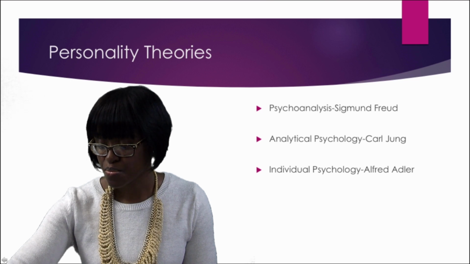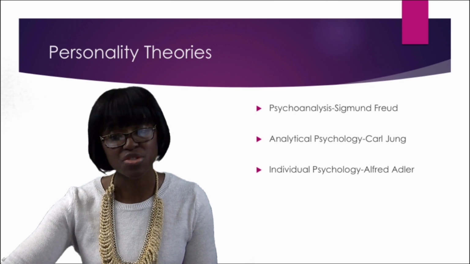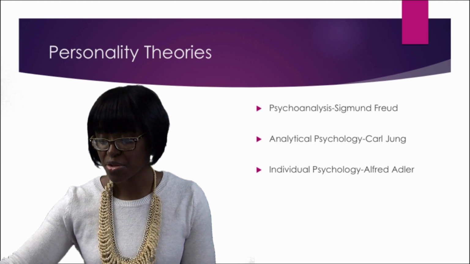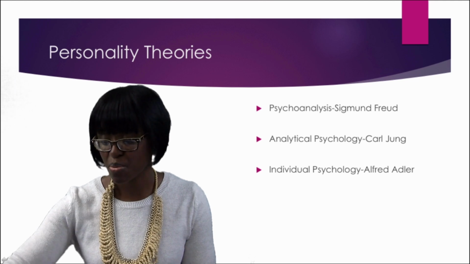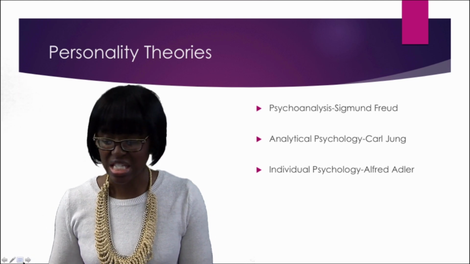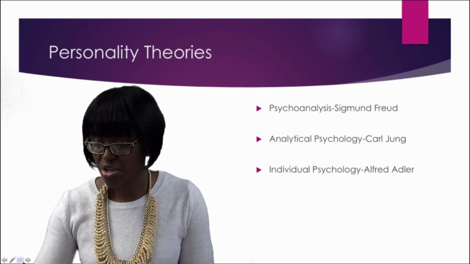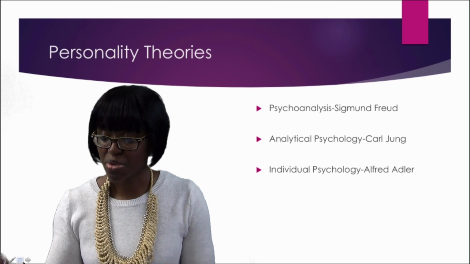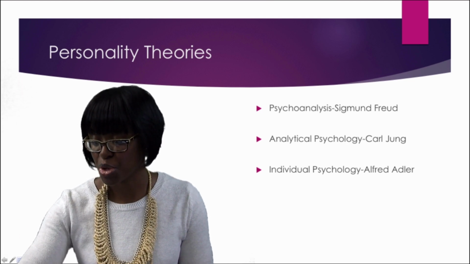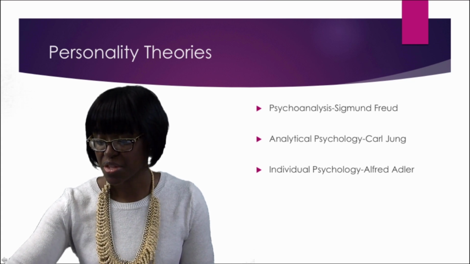those four functions and attitudes. Those were combined and used to develop the assessment model known as the Myers-Briggs. Those functions are thinking, feeling, sensation, intuition, and the attitudes are introversion and extroversion. So you can probably connect analytical psychology if you think about the Myers-Briggs. That may help you in remembering and separating it from other personality theories.